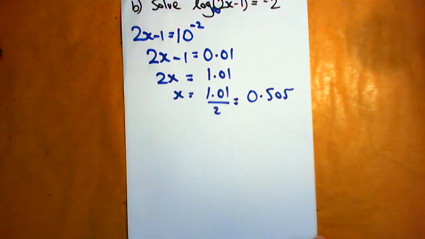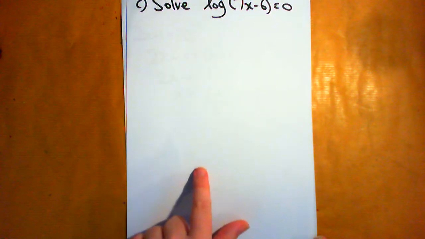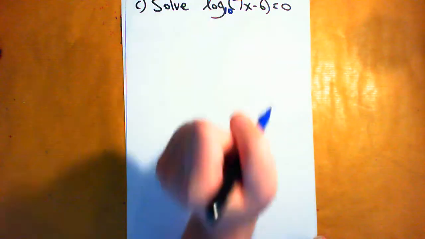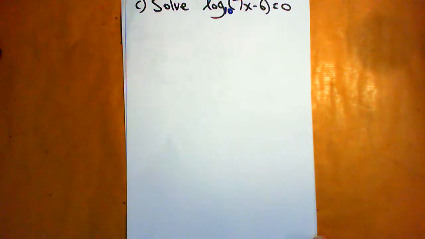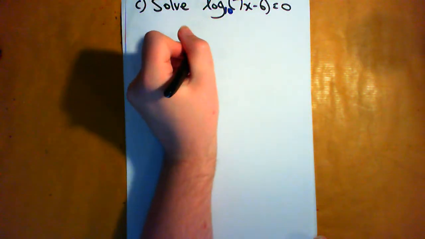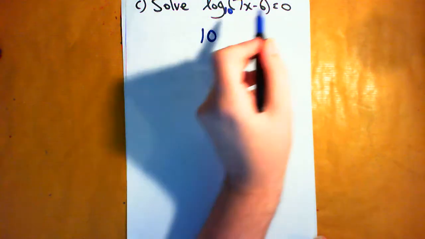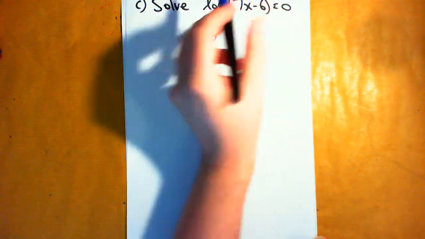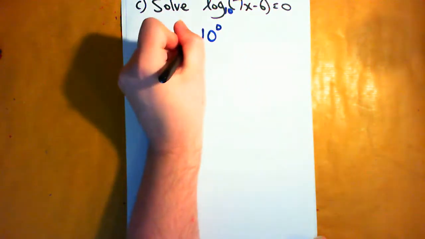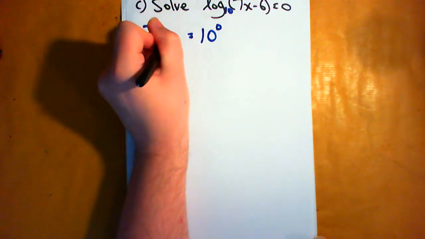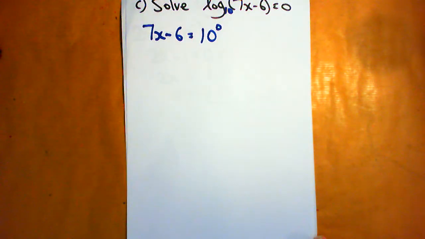Okay, question C. So again we have no base given in our log equation, so we'll assume that that's 10. So our a is 10. Our power of the 10 is going to be 0. And that will be equal to 7x minus 6 is the y.